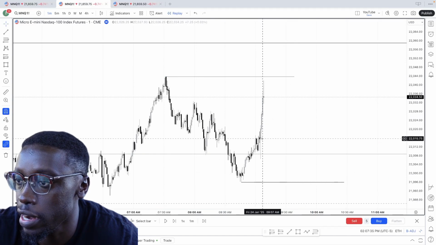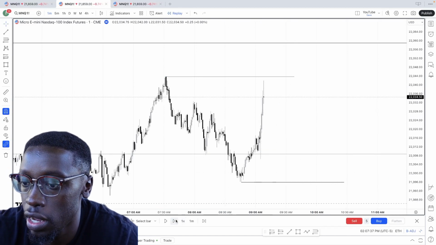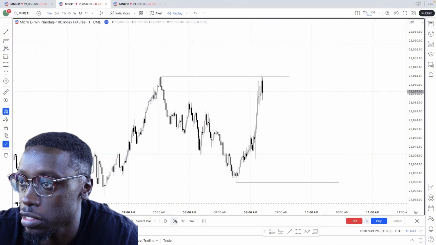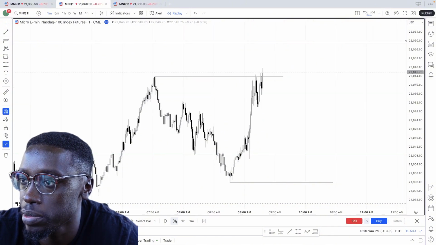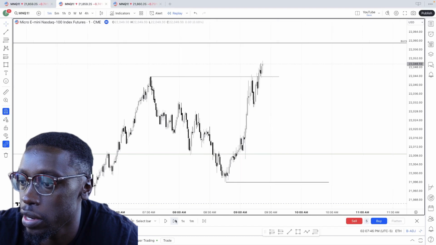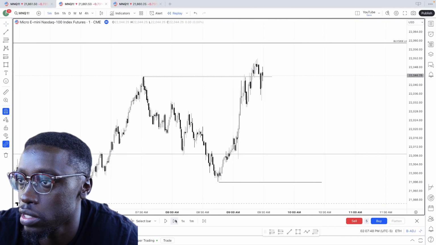So you can see the market at 9 a.m. ran up there. We did end up grabbing this buy side liquidity. It was a really shallow sweep. And then we came back higher, swept it again. And as the market opened, this is kind of what happened.